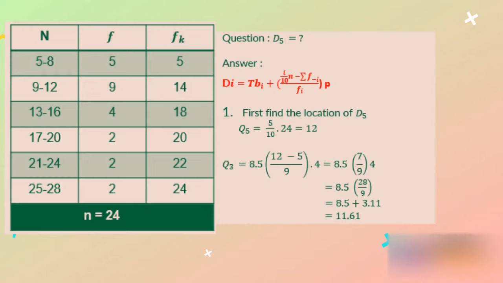Then we write 8.5 plus, in brackets, 7 per 9 times 4, equals 8.5 plus, in brackets, 28 per 9, equals 8.5 plus 3.11 equals 11.61.